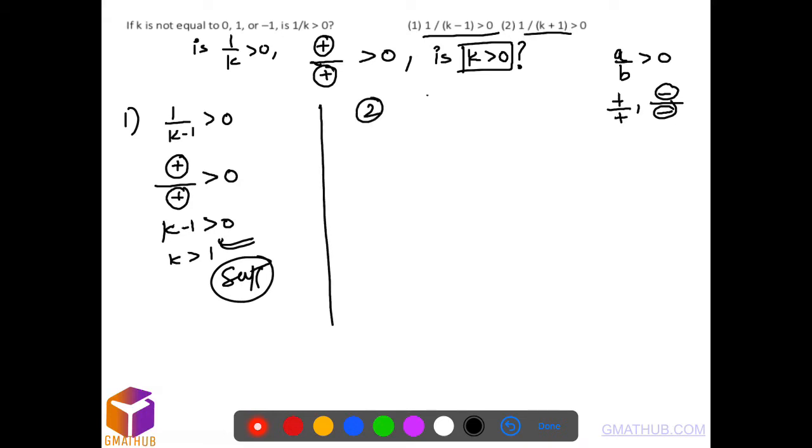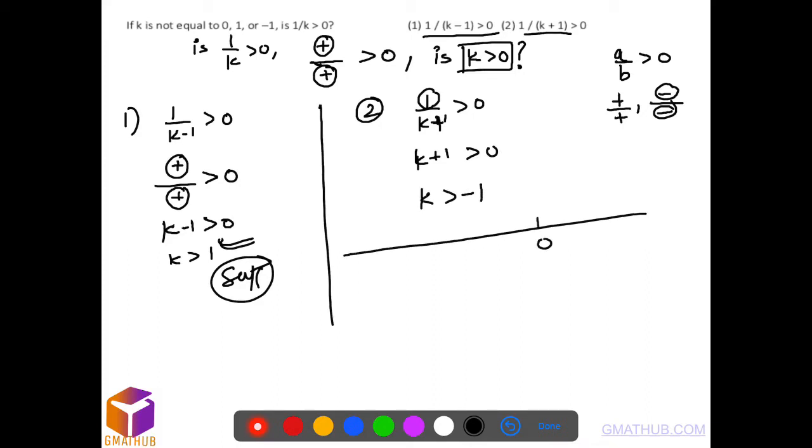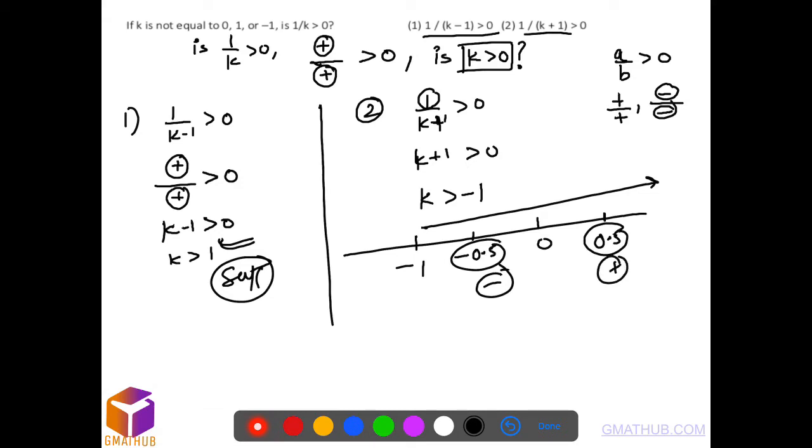Second statement, 1 upon k plus 1 is positive. Again, the numerator is positive, so the denominator, which is k plus 1, must also be positive. So k is greater than minus 1. Now if you see, it says k is greater than minus 1. It could still be negative. I mean, k could be negative, could be positive also. So this one is not sufficient. A is your answer.